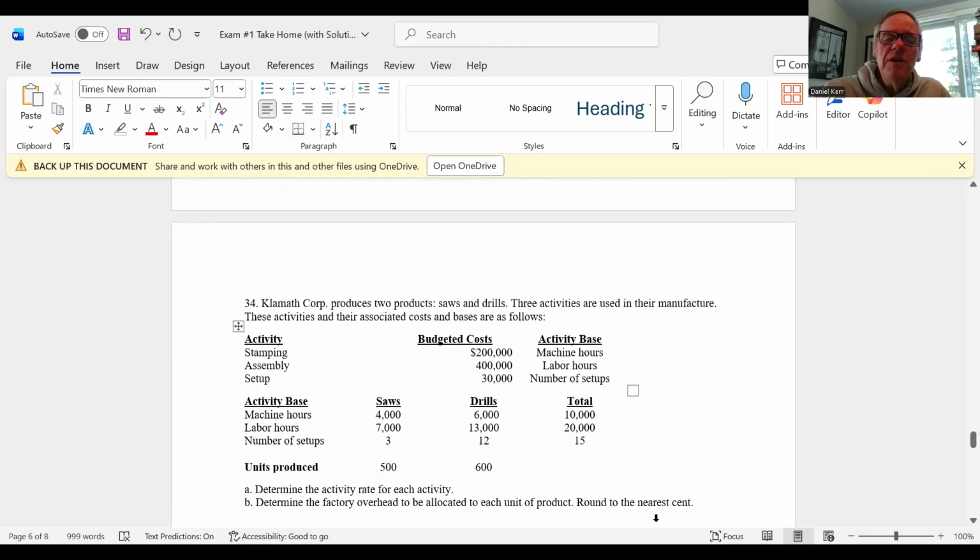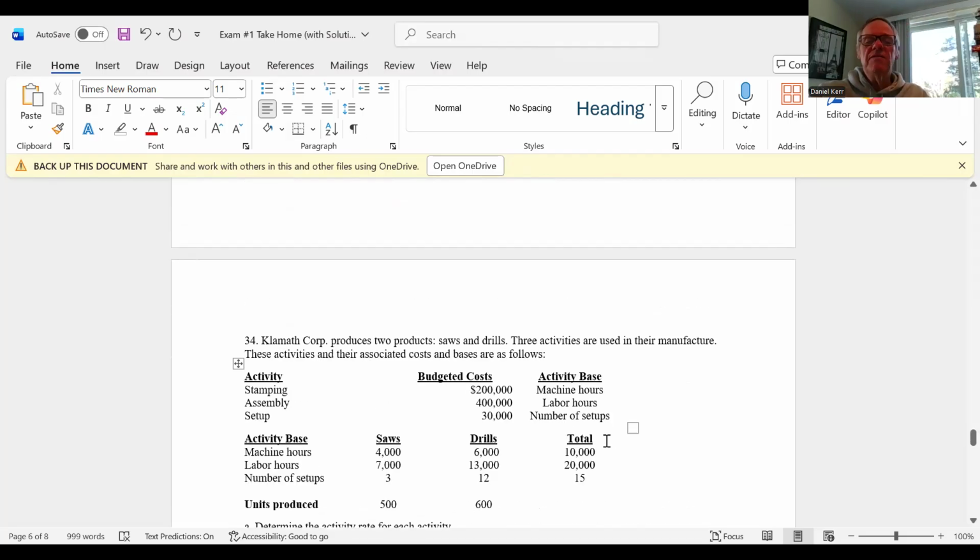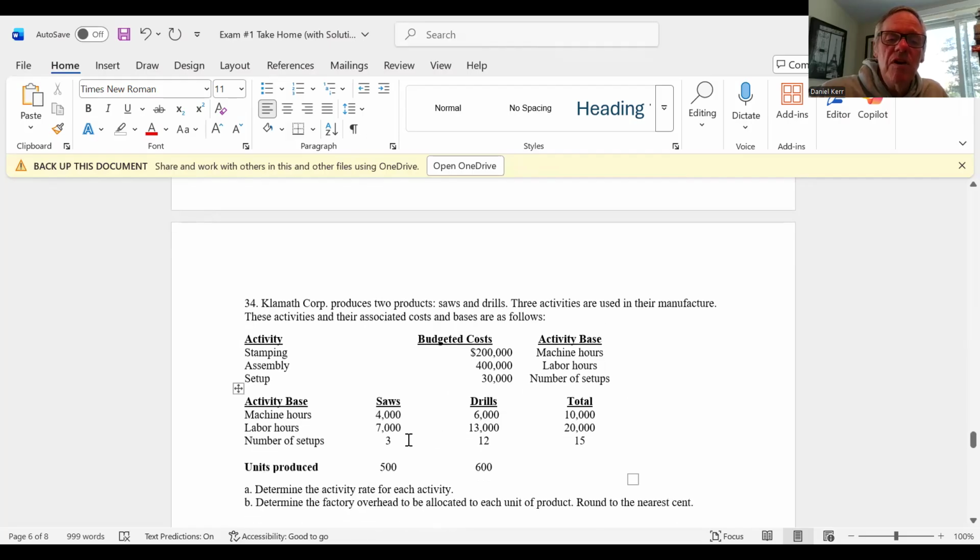Okay, and the last one, this had to do with activity-based costing. So you had 3 activities. You had stamping, you had assembly, and you had setup. These were your budgeted costs. And they tell you that the activity base was machine hours for stamping, labor hours for assembly, and number of setups for setup costs. So these were your costs. And now here are your number of setups between saws and drills.